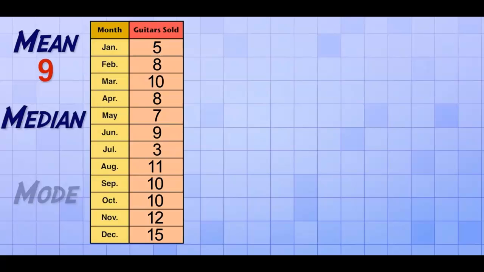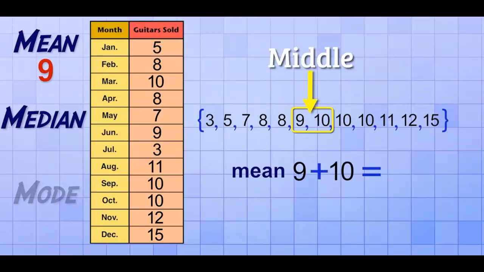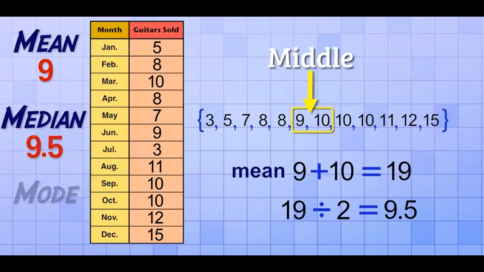Next, to find the median of the data set, we're going to have to rearrange the 12 data points in order from smallest to largest so we can figure out what the middle value is. There, that's better. Since there's an even number of members in this set, we can't just choose the middle number. So we're going to have to pick the middle 2 numbers and then find the mean of them. 9 and 10 are in the middle since there's an equal number of data values on either side of them. So we need to take the mean of 9 and 10. That's easy. 9 plus 10 equals 19, and then 19 divided by 2 is 9.5. So the median number of guitars sold is 9.5.